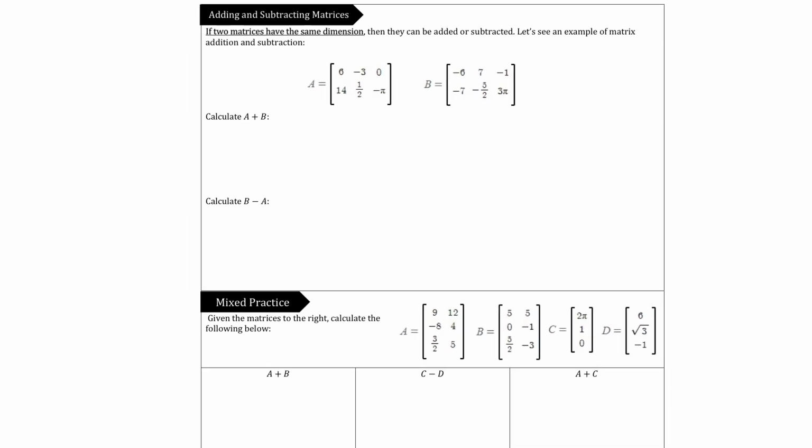The most important part of matrices is how to add. Rule number 1: if I'm going to add or subtract matrices, the dimensions of each of the matrices must be the same. If they do not have the same dimensions, it's not possible. So, we're going to add matrices together.